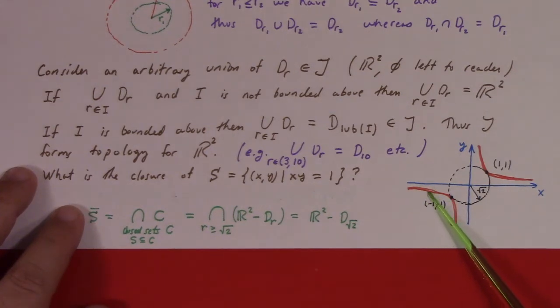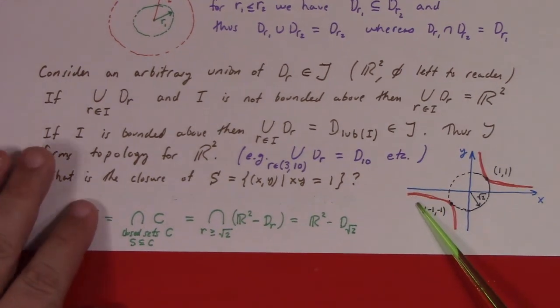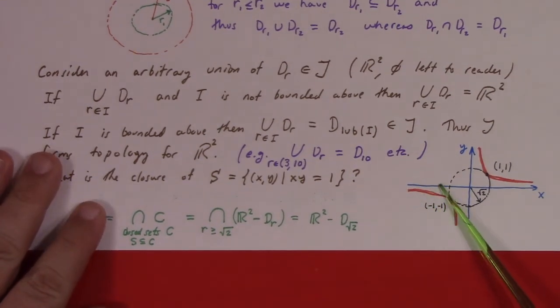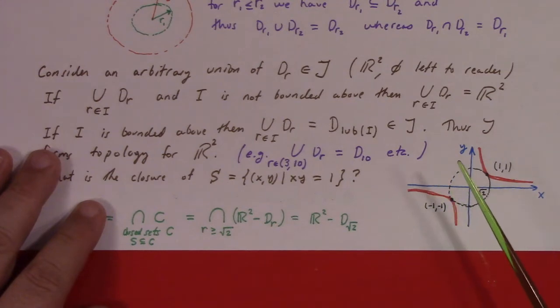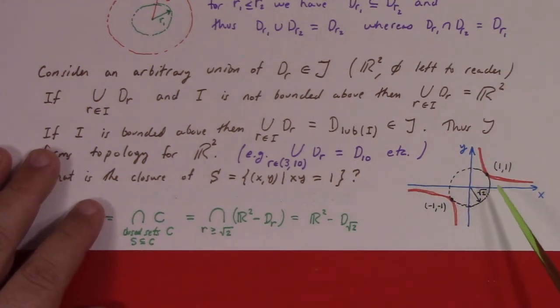What am I talking about, these little open disks? I'm using what's built into my brain, which is the Euclidean topology in the plane. But that is not the context of this example. In this example, we are only allowed to use open disks centered at the origin for our open sets. So that's not the case.